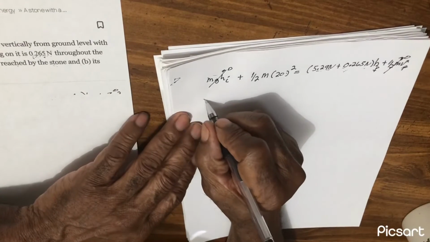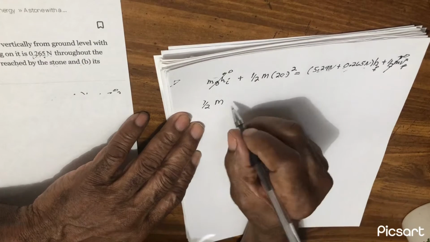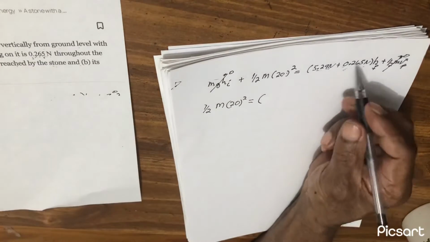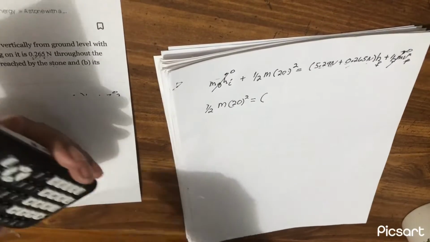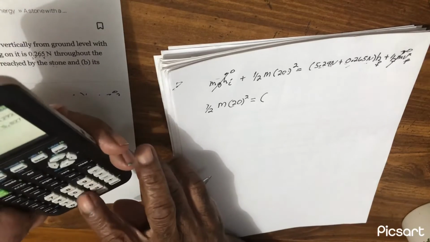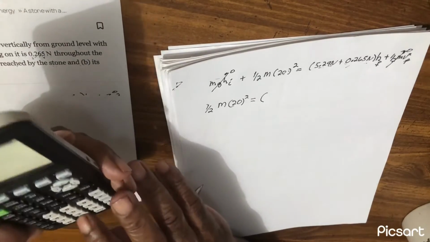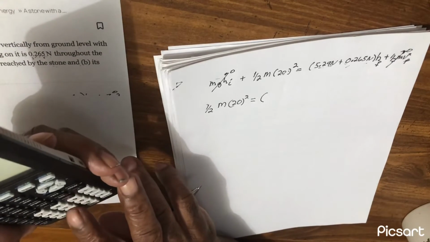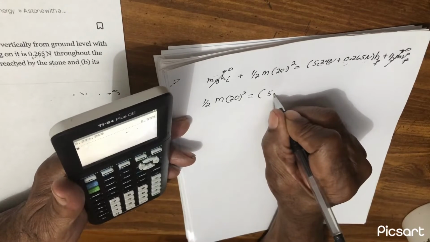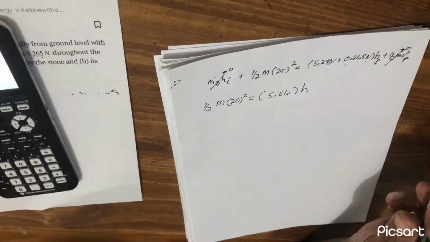So let's just write what we got again. 1/2 m 20 squared is equal to, well, we may as well add these two. 5.29 plus 0.265 equals 5.56 times h. Well, now we can solve for h.